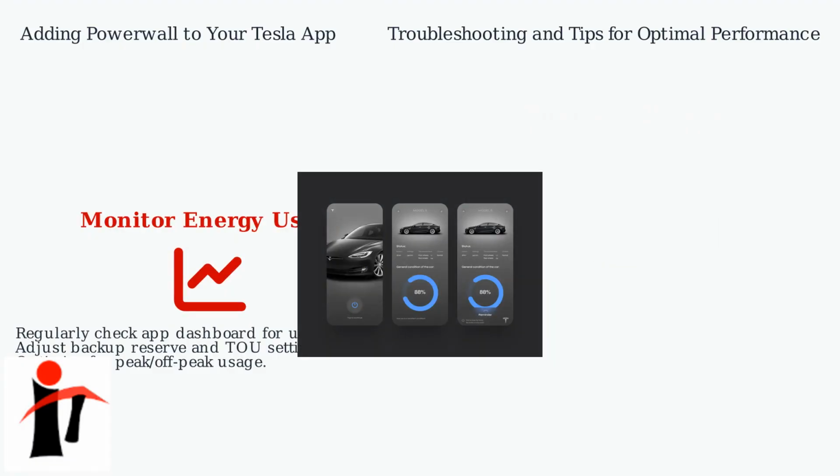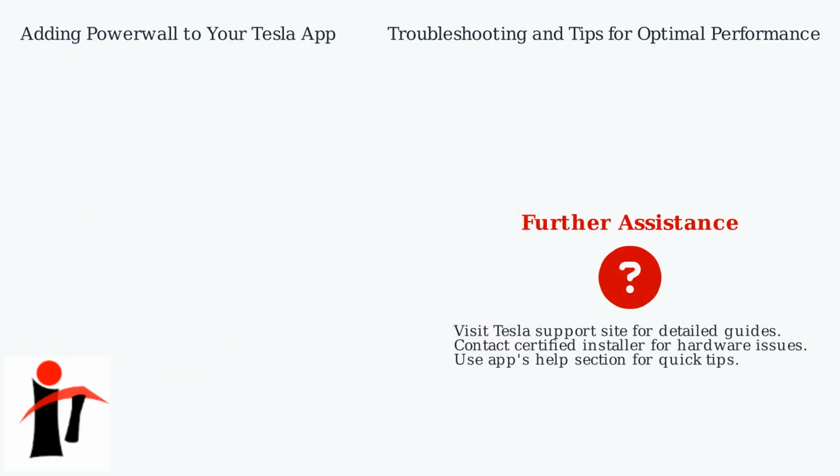Regularly monitor your energy usage through the app's dashboard. Review historical data to identify patterns and adjust settings like backup reserve levels. Optimize for time of use plans by charging during off-peak hours to maximize savings. For additional help, refer to Tesla's official support website for detailed guides and troubleshooting articles. If issues persist, contact a Tesla-certified installer for hardware-related problems. The app's built-in help section also provides quick tips and common solutions.